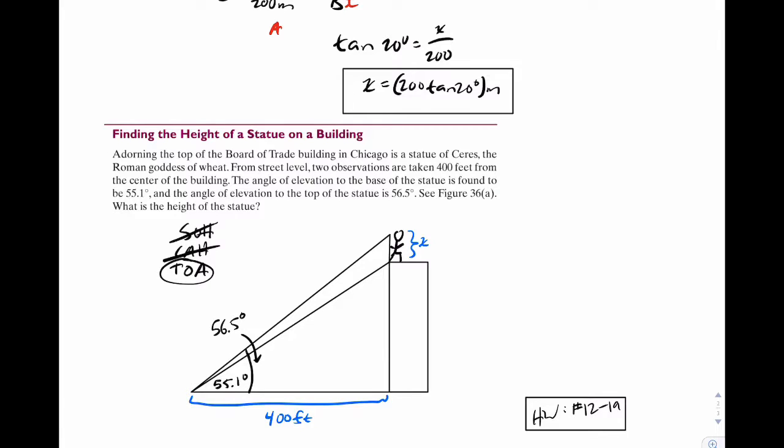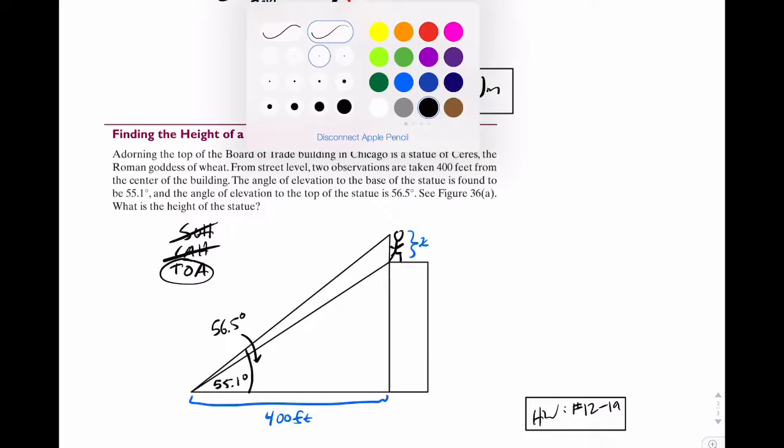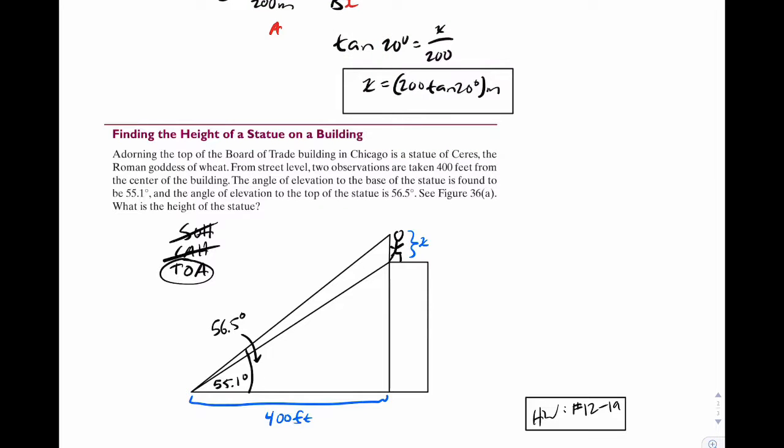So first, let's imagine this triangle. This one right here, the one I'm outlining in green. We're going to figure out this little h, that height of the building, because that we can do. That's going to be tan 55.1 degrees is equal to little h over 400. So little h is this expression, 400 times tan 55.1 degrees. So now we have that.